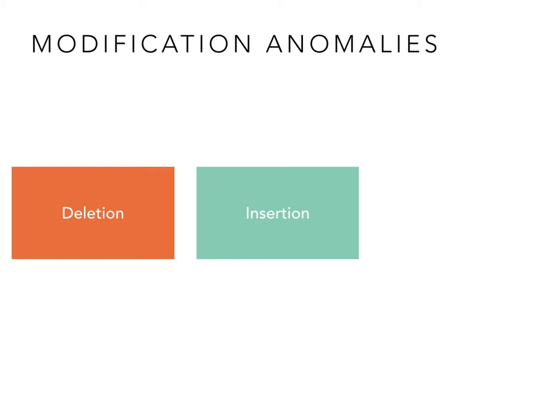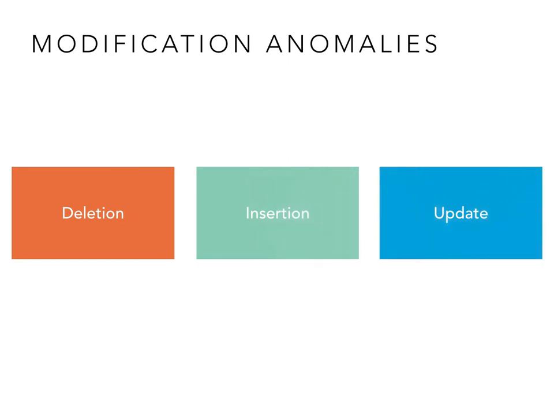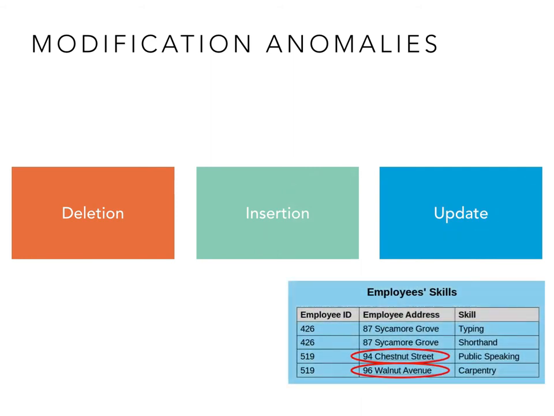The last thing is an update. And you can see how these things begin to sort of cross over to each other. The update anomaly means that when we have to update multiple rows when we change one fact. So if we have our table structured like this, we have employee skills, and one employee may have a lot of different skills, but we're also storing the employee's address in each row. So you see employee 519 is good at public speaking and carpentry, and we updated his address to be, say, 96 Walnut Avenue instead of 94 Chestnut Street.